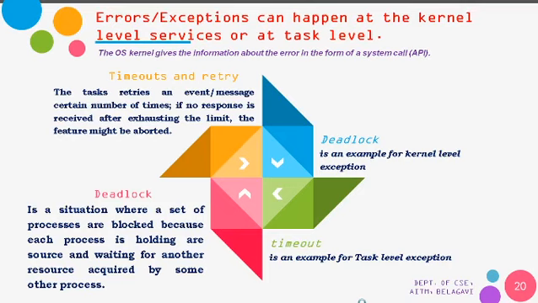Deadlock is an example of a kernel level exception, and a timeout is an example of a task level exception. A deadlock is a situation where a set of processes are blocked because each process is holding a resource and waiting for another resource acquired by some other process. Whereas in a timeout and retry, the task retries an event or a message a certain number of times. If no response is received after exhausting the limit, the task might be aborted.